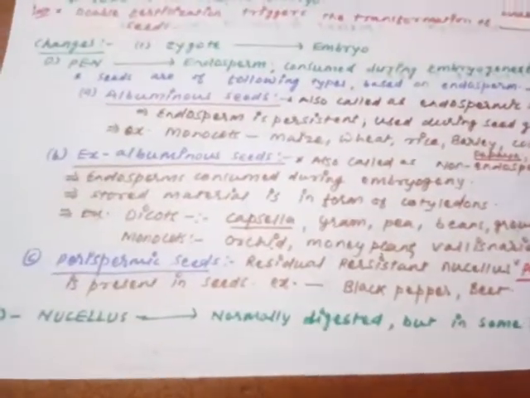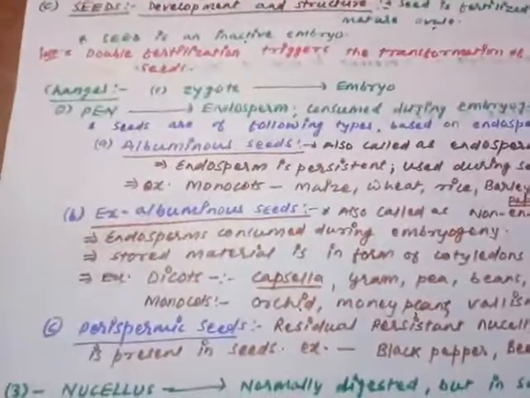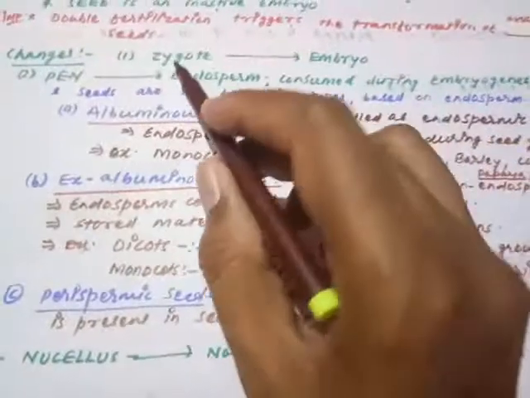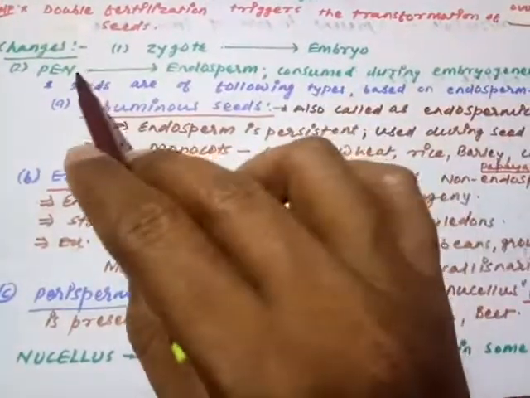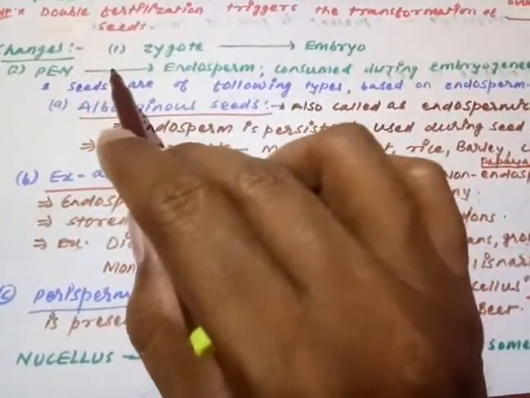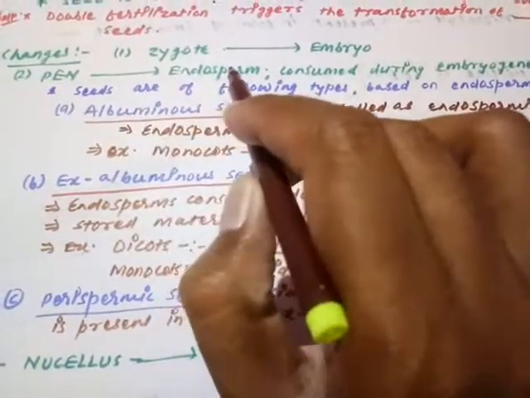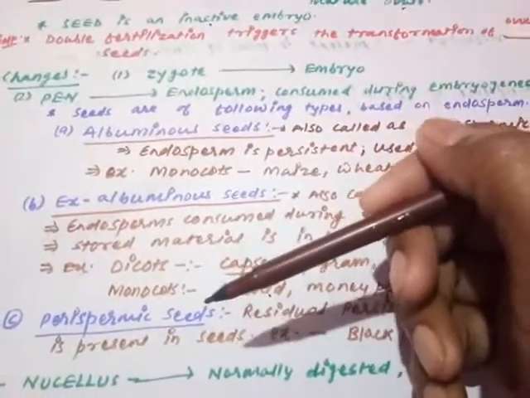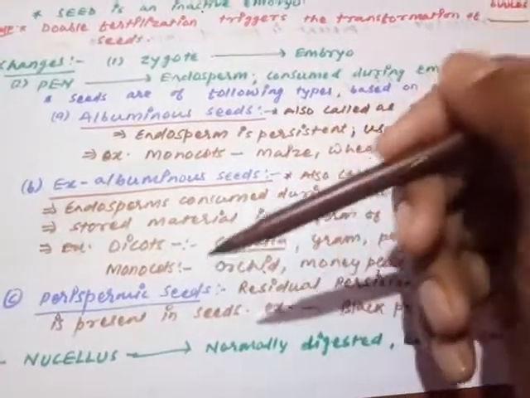Okay, so two changes are now clear to you all. The first change is the zygote being converted into the embryo. The second change is the primary endosperm nucleus changing into the endosperm, and based on the presence or absence of the endosperm, albuminous, ex-albuminous, and somewhere the perisperm is also present. That is called the perispermic seed.